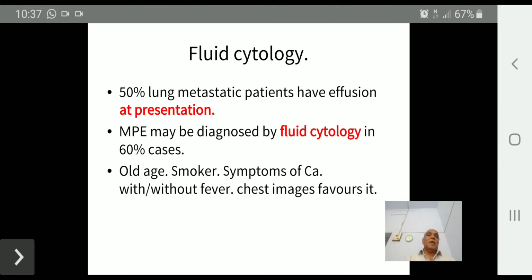When we think about CA, when the age of the patient is more than 50, the patient is a chronic smoker, and there are symptoms of malignancy such as slight fever, chest pain, and blood-stained sputum, a very small amount of blood in the sputum, all favor that the patient has malignancy. That is confirmed by the CT thorax.